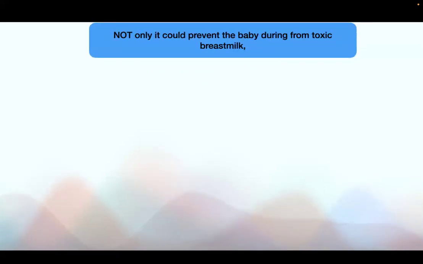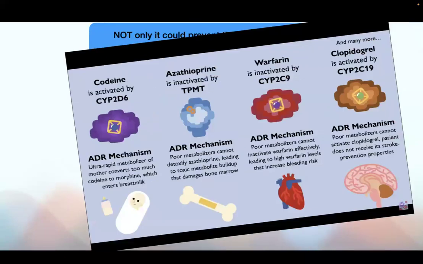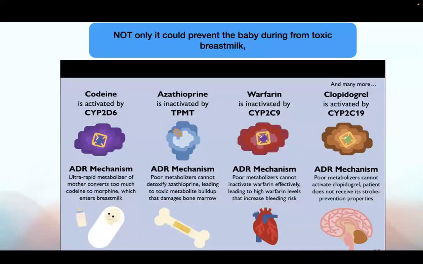Not only could it protect the baby from toxic breast milk, but this is another picture to understand. See here, the very first mechanism we have is codeine. The codeine example is clearly fitted in your brain, I assume. Codeine is activated by CYP2D6. In the ultra-rapid category, too much of it will be converted into morphine. That can enter the breast milk, a reason behind child death.